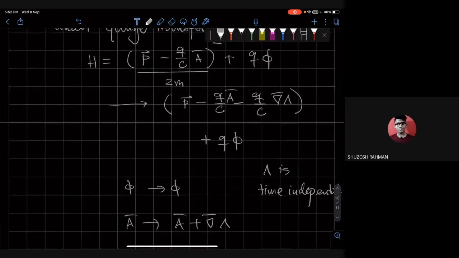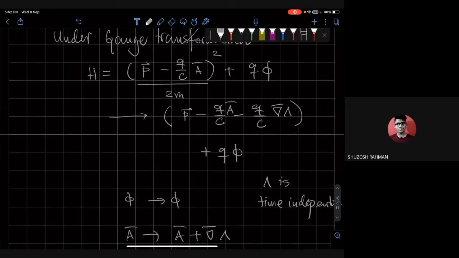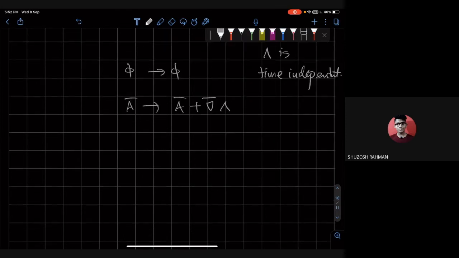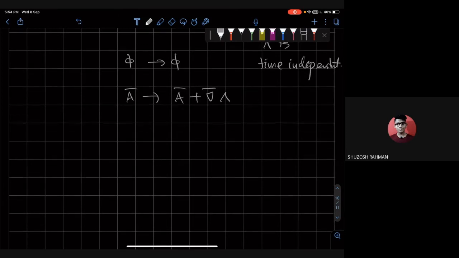So we see that under a gauge transformation, the Hamiltonian is not invariant. And the gauge transformation is just rewriting the problem in slightly different variables, right? So the physics should not depend on the gauge transformation. So we are going to require that expectation values of operators will be invariant under gauge transformation.